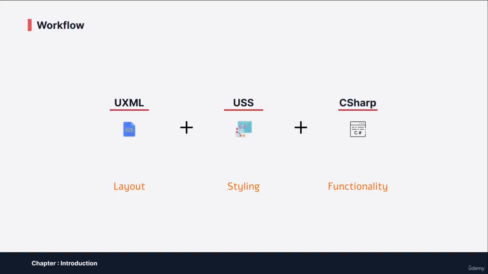And it does it in a way that it literally gives separate file types for those different categories. So the layout has its own file types, which are called UXML files. Style sheets have their own file types, and everything regarding functionality you are writing in your well-known C# scripts, just as you do other functionality in Unity.